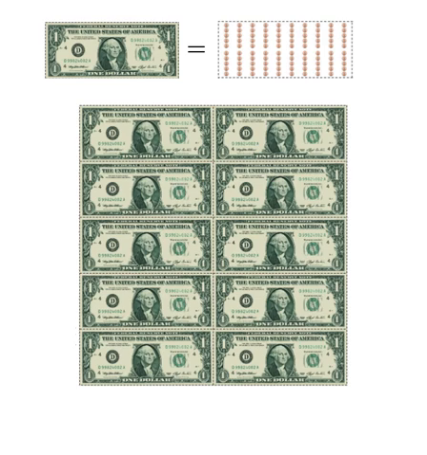$1 equals 100 cents. So if I have a group of 10 $1 bills, I can think of them each as being 100 cents. So 100, 200, 300, 400, 500, 600, 700, 800, 900, 1,000. Let's count by 100 one more time. 100, 200, 300, 400, 500, 600, 700, 800, 900, 1,000.